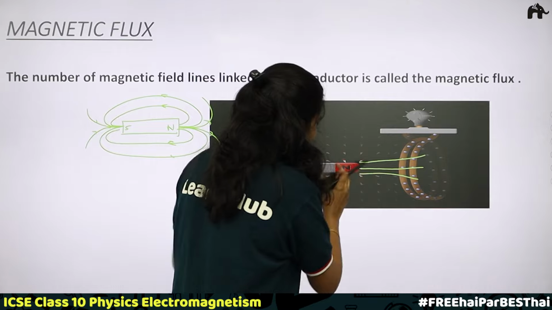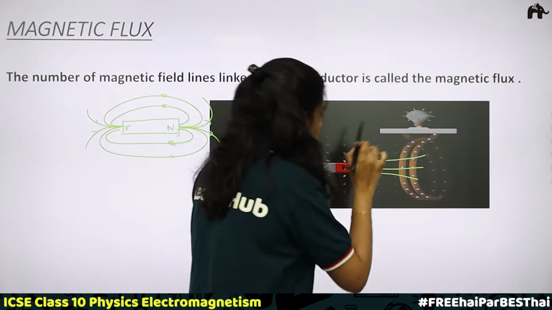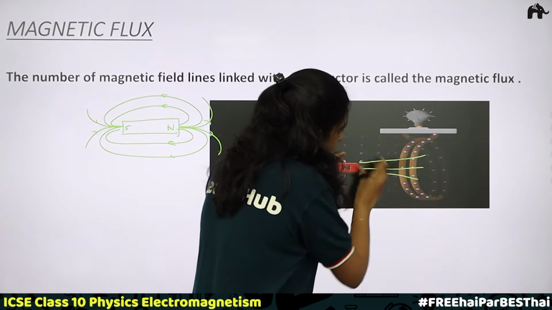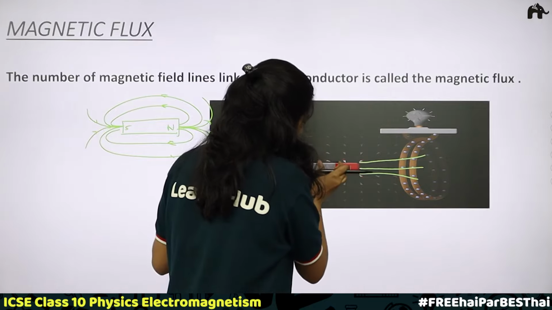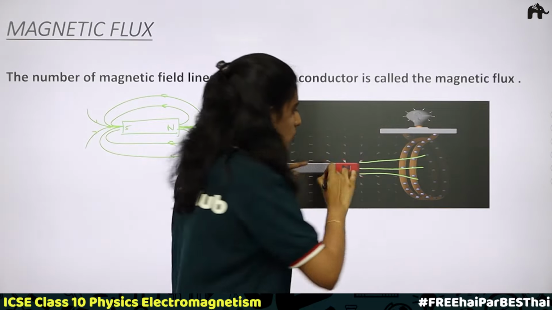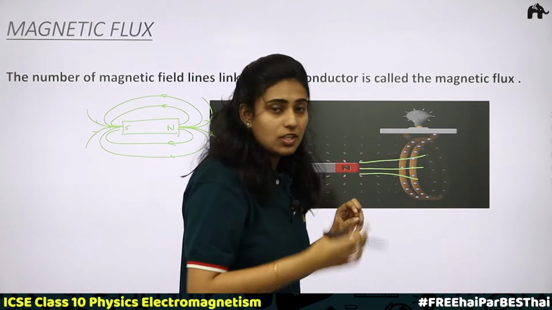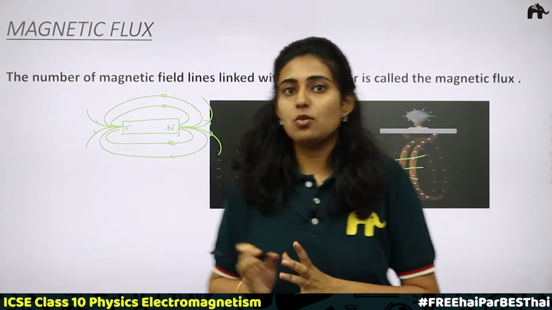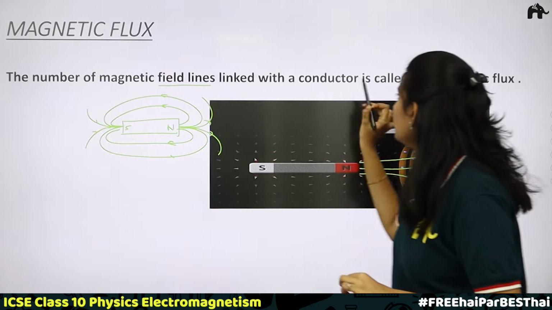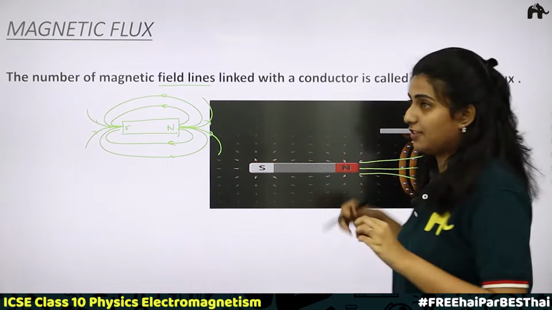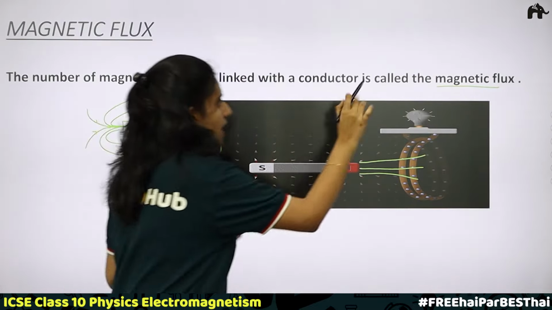So when you move this magnet forward, what happens? More field lines can also pass through the coil. When you pass this magnet inside the coil, the number of field lines through the coil will increase. So this is called what? Magnetic flux. The number of magnetic field lines linked with the conductor, or the number of field lines through a coil, is called magnetic flux.